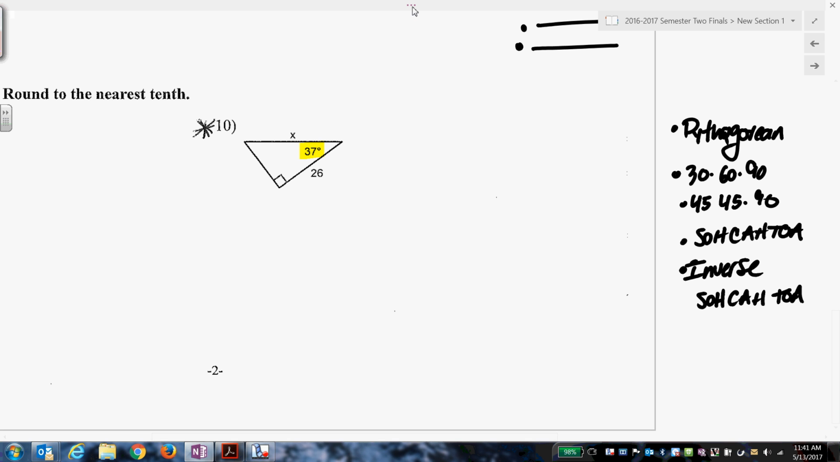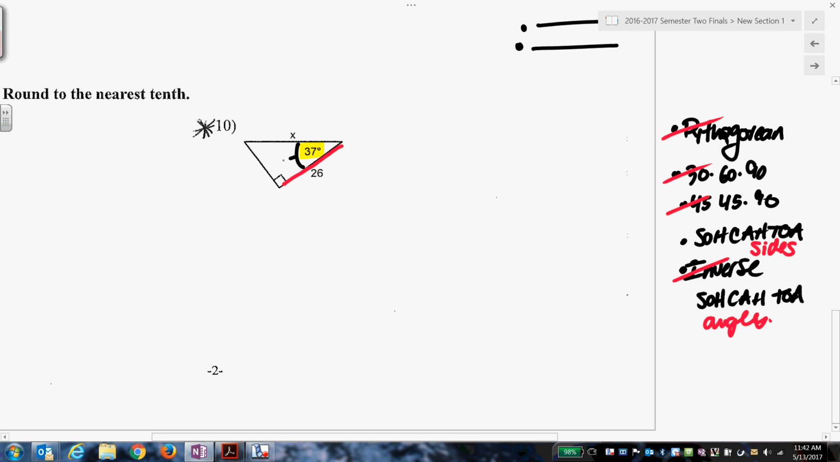We know here, have 2 sides, need 3rd side, Pythag. Problem is we only have 1 side. So we're not doing that one. Not 30, 60, 90, not 45, 45, 90. Inverse SOHCAHTOA is for angles, finding angles. SOHCAHTOA is for finding sides. So obviously we're doing SOHCAHTOA here.